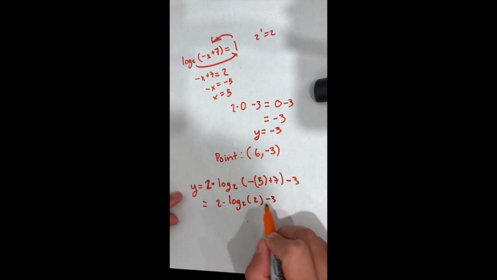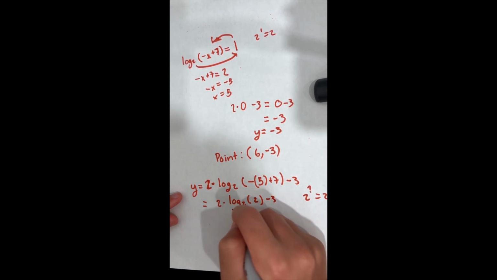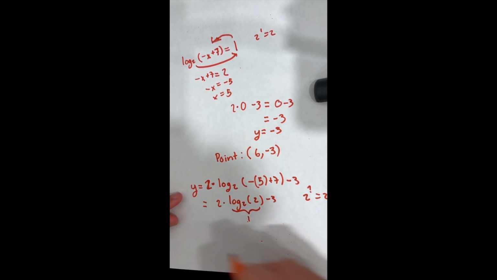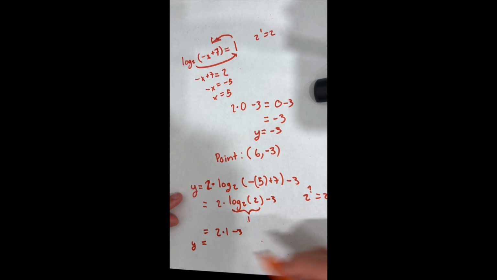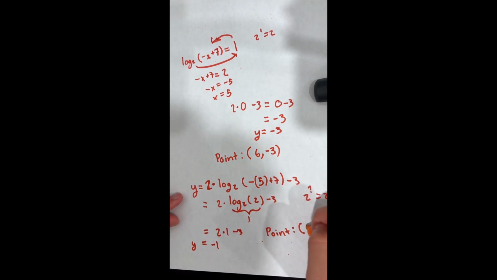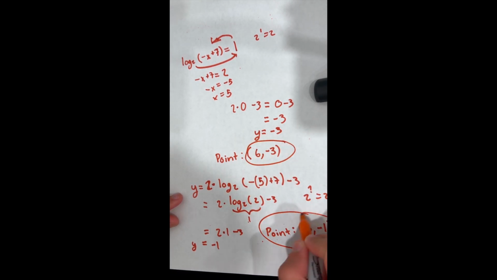Once again, we have to find out how do we simplify this log function. We know that 2 must be to the power of something to give us 2. That would mean that this log function would be equal to 1. So we could now write it as 2 times 1 minus 3, getting negative 1. So for this scenario, y would equal negative 1. So the point would now be x being 5 that we got back at the top, and then the y we just got, which is negative 1. So now we have 2 points, (6, negative 3) and (5, negative 1).